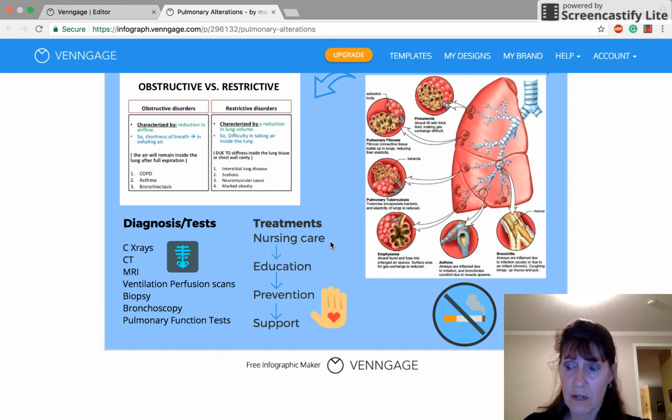How do we treat them? What kind of nursing care are we going to do in the hospital or community setting? What kind of education are they going to need? First off, one of the top priorities of education is cessation of smoking. We know it's difficult to talk to patients about this, but it is necessary. They need to stop smoking. What else? Avoiding allergens for these asthmatic patients.